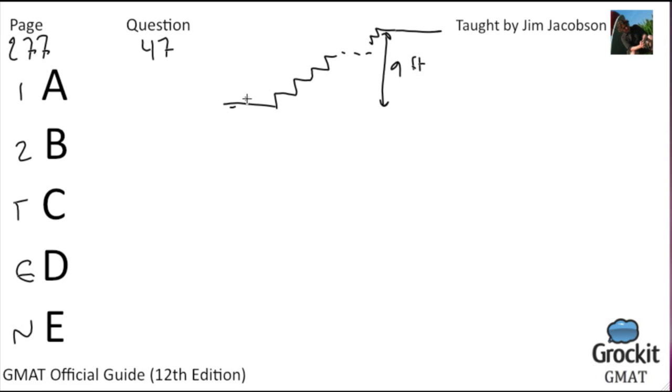So really, we need to know how tall each step is. We need to know these distances, the increments in which these steps go up 9 feet to the second story. So, statement 1. Each step is 3/4 of a foot high. So, step equals 3/4 feet. To figure out the number of steps, the number of 3/4 foot increments, we would simply divide 9 by 3/4.